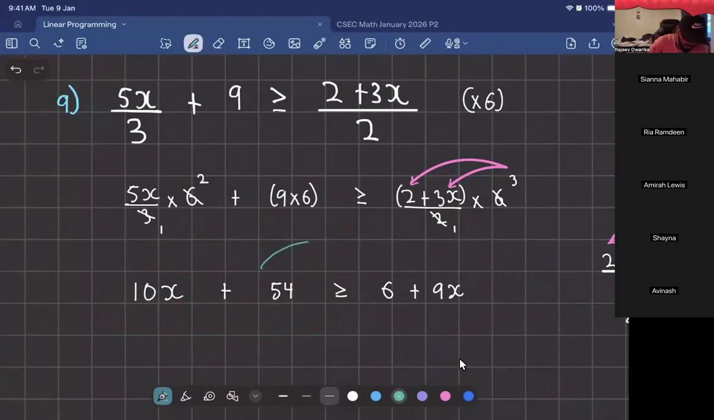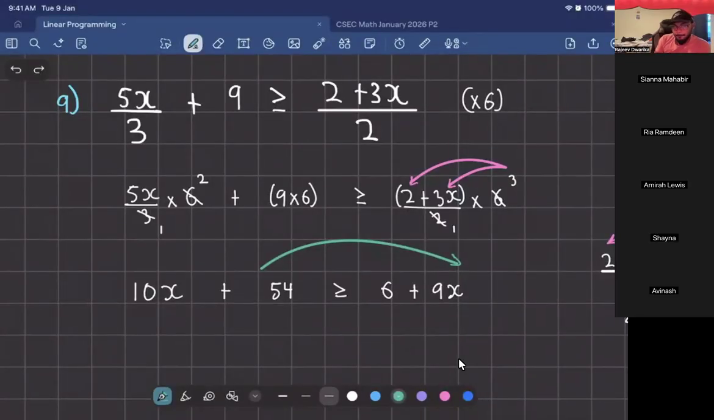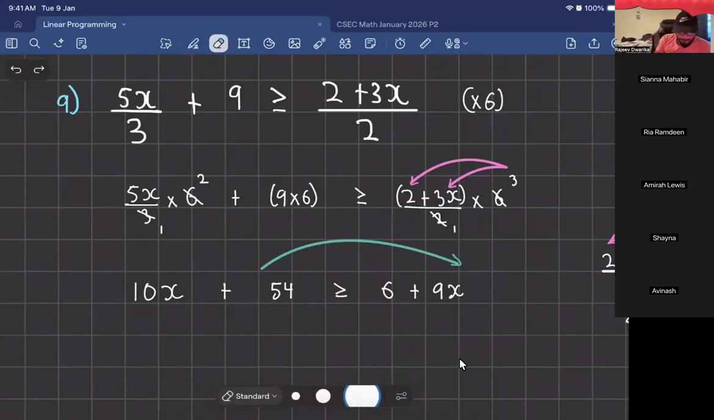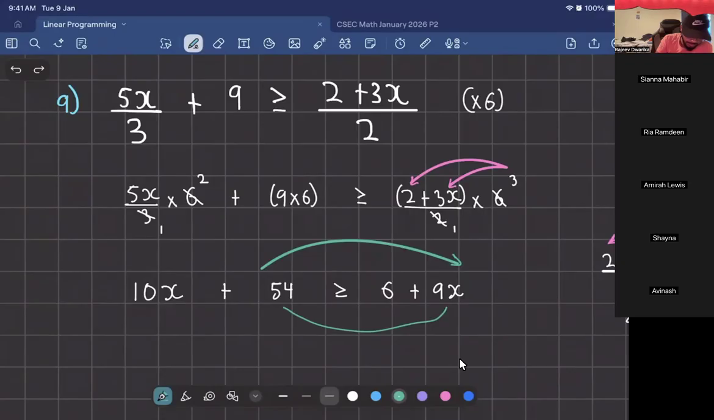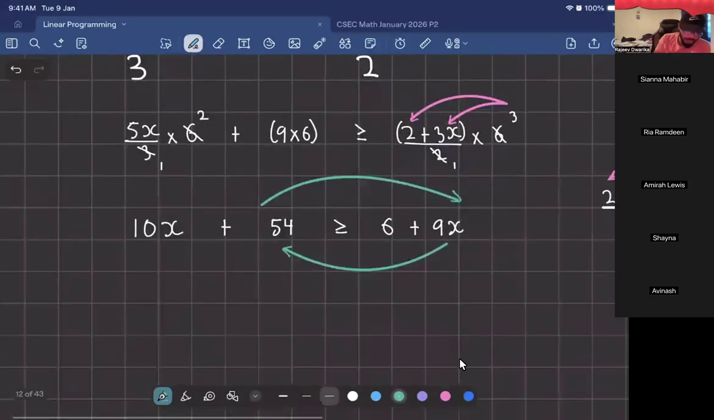I'm going to take that 54 and move it across. Right? What's the x term over here? 9x. Should the 9x be over there? No. Well, where should all the x terms be? It should be where the 54 is. Yeah, so we're going to take the 9x and move it across, right? Okay, so you tell me what the next line should look like.